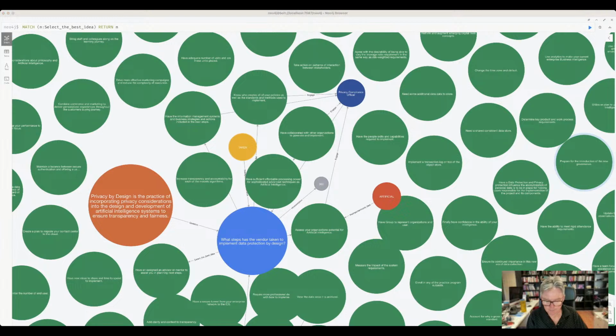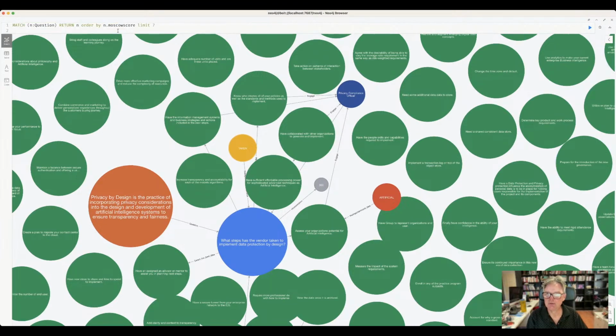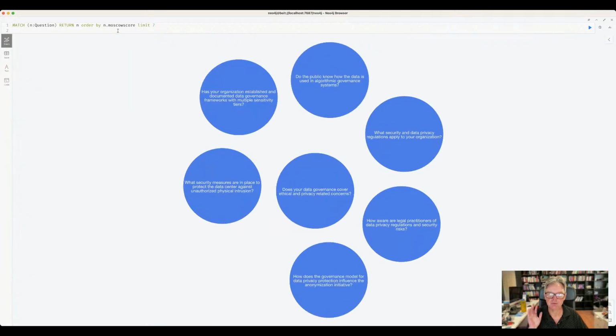Now let's go, without further ado, to the most important part of today's session, which is the 7 most important questions. Here they are. What I've done is I've picked the 7 most important questions with the highest prioritization. So if you cover these 7 questions in your organization, you're on a roll in regards to AI transparency.